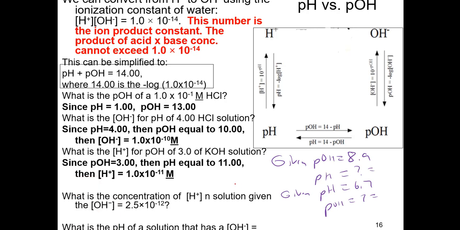I came up with some examples on the side. Given a pOH of 8.9, what is the pH? The pH should be 5.1. We're taking 14 minus 8.9 based on the ion product constant equation in logarithmic form, or p form. And then given a pH of 6.7, our pOH is going to be 7.3.